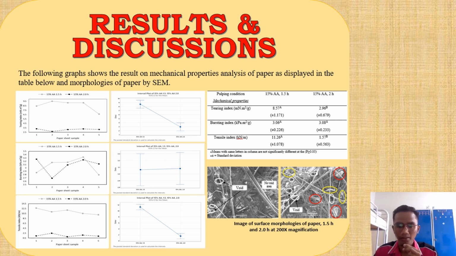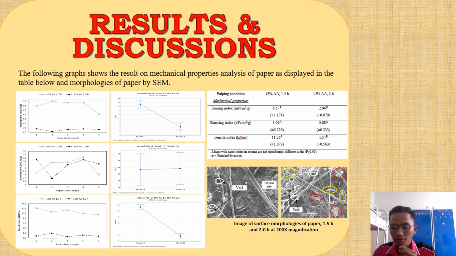And then we move to the surface morphologies of paper, which is 1.5 hour and 2 hours at 200 magnification. For SEM, it shows images of the surface morphologies of paper at 1.5 hour and 2 hours at 200 magnification. In 2 hours cooking time, the morphology showed many voids, fibre pull out and fibre broken. Void areas will show low burst strength results.